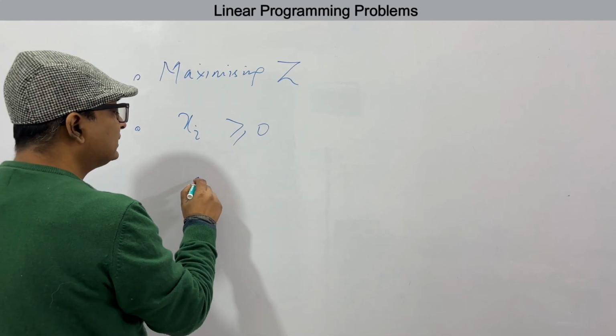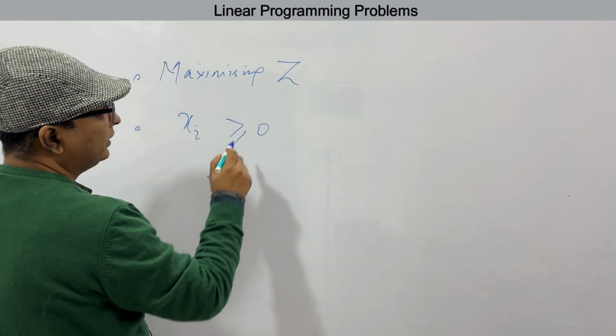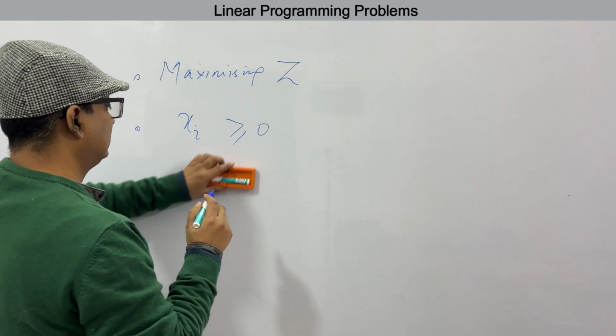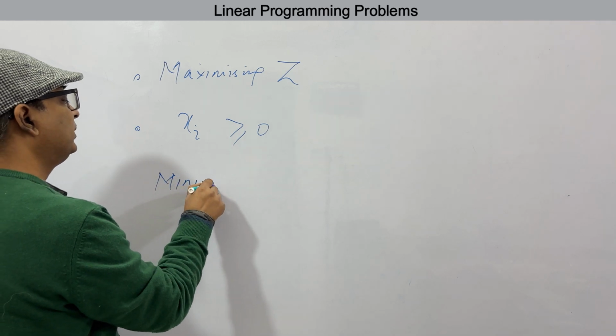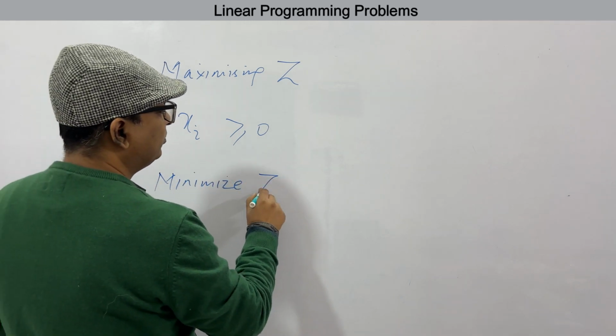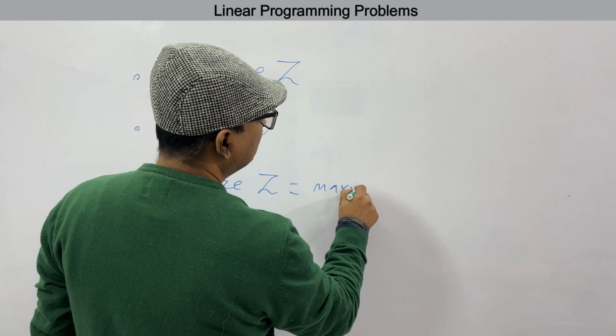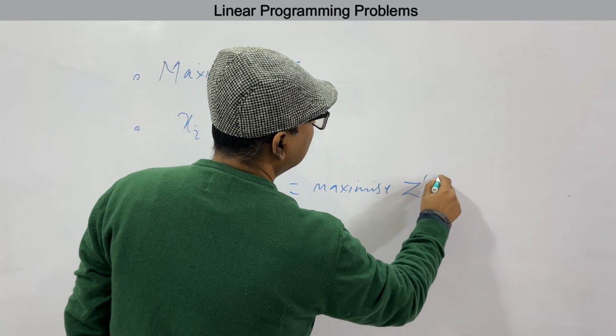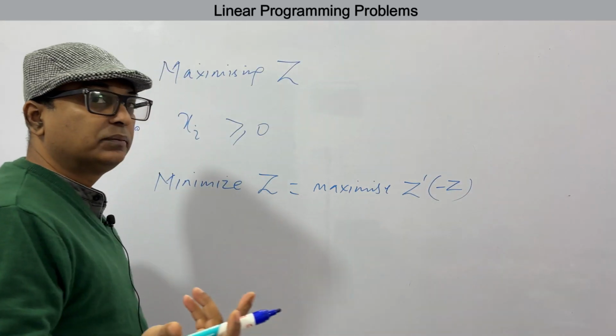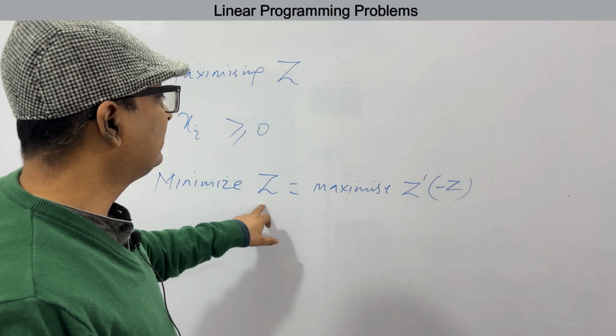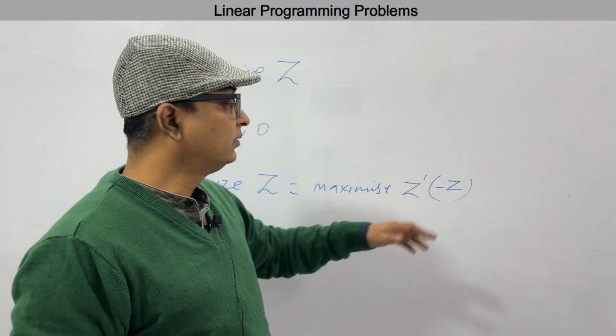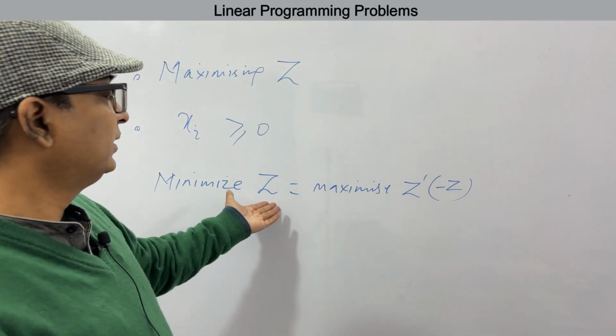See, if we have to minimize z, I should write it like this. If we have to minimize z, it means maximize z dash, where z dash is what? Minus z. Simple. So if we have to minimize z, we'll take minus z. We'll maximize minus z, that will be minimizing z.